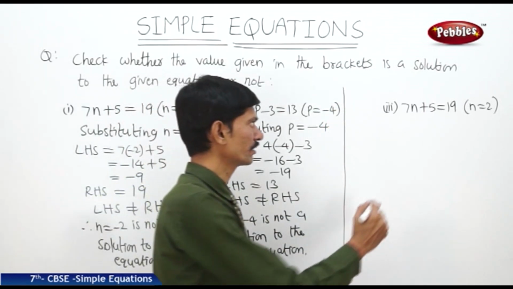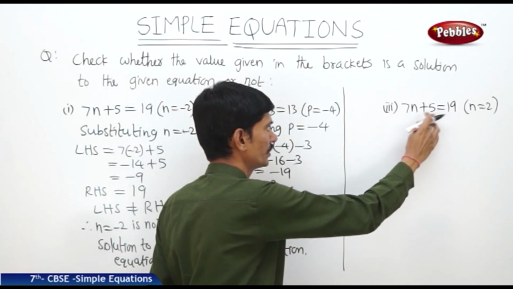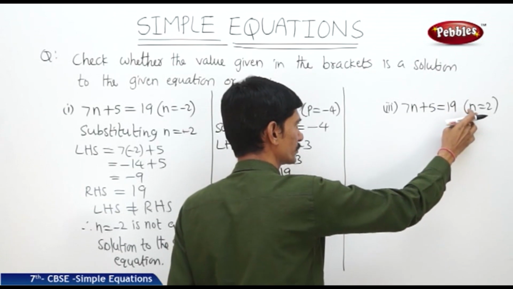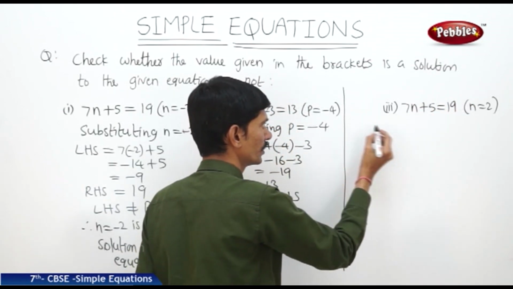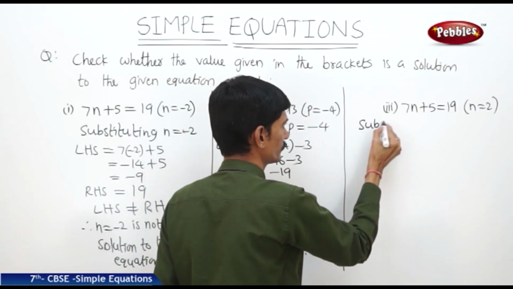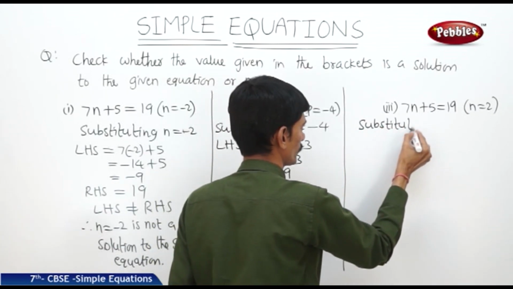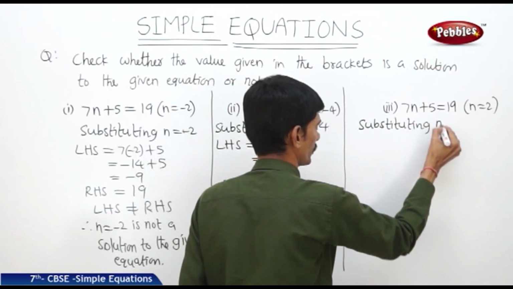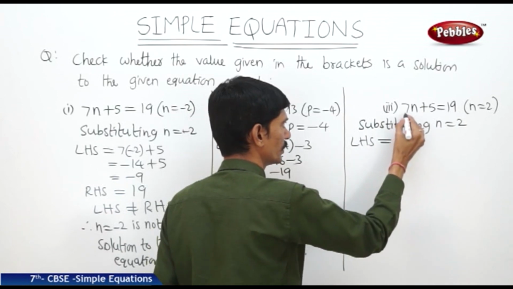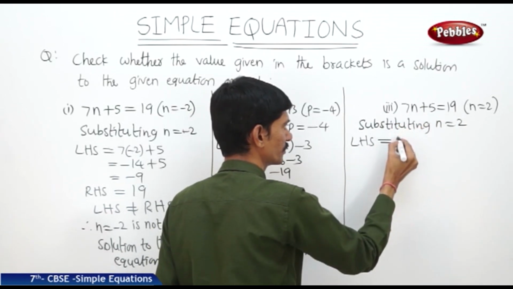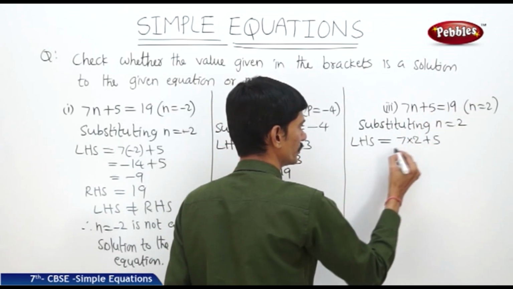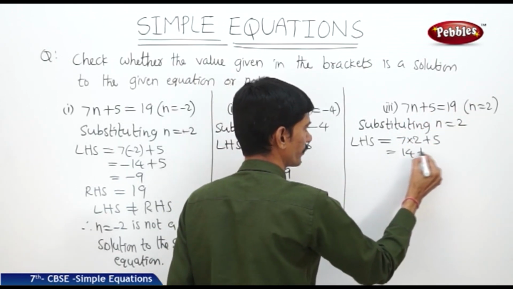Now let us take the third equation. 7n plus 5 equals 19 and here the value of the variable n is given as 2. Now let us substitute the n value 2 in the equation. So substituting n equals 2, the value of LHS equals 7n plus 5. 7n means 7 into n. So 7 into the n value, which is 2, plus 5. So 7 twos are 14 plus 5.